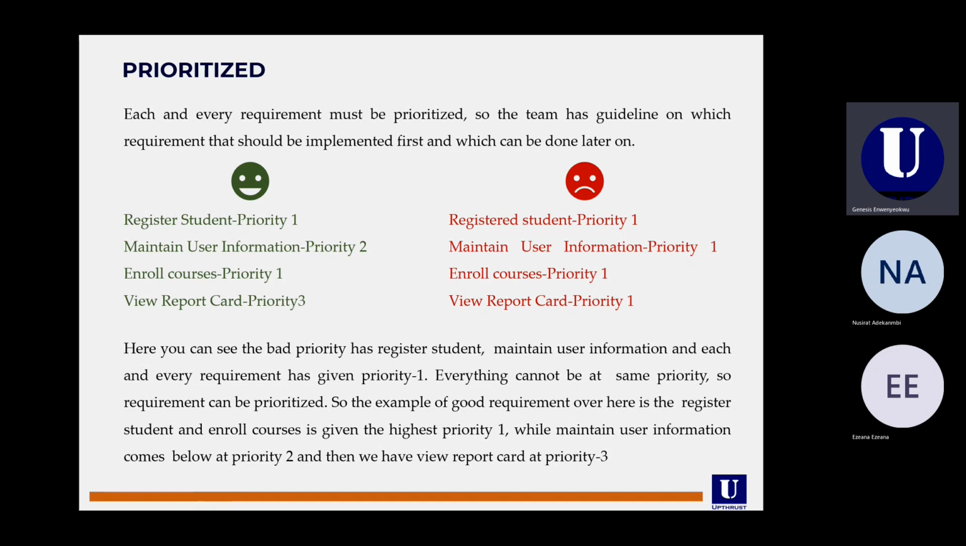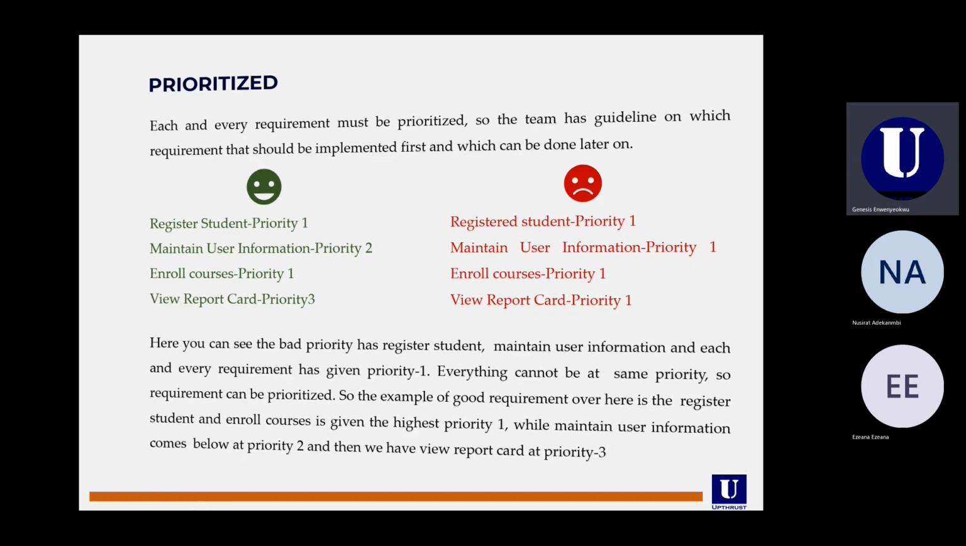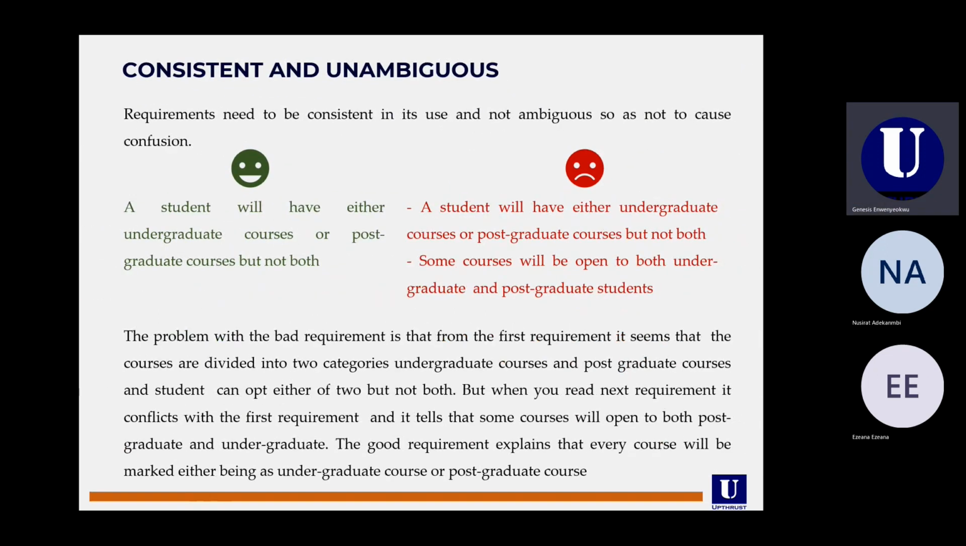It could be dependent on time of delivery, on business value, on regulatory compliance, on dependency of implementation, it could be dependent on a lot of things, right? So I'll show you guys how to determine the priority of requirements later in the program. Now, another characteristic is that our requirements need to be consistent and unambiguous.